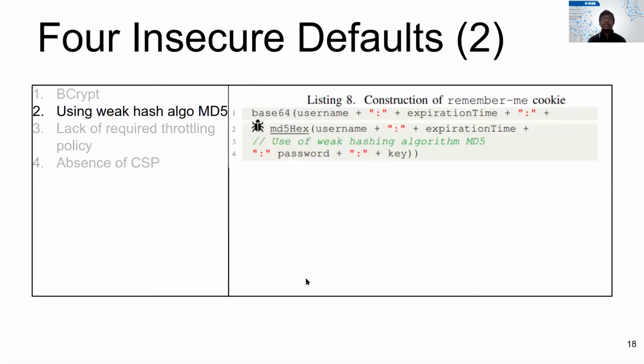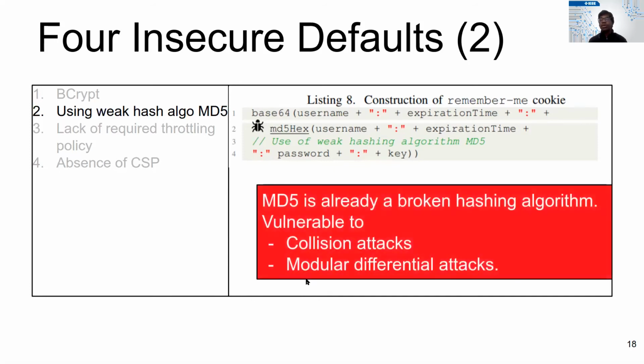We have also found that Spring Security uses a weak hashing algorithm like MD5 to encode the Remember Me cookie. MD5 is already a broken hashing algorithm, and there are online software tools to construct collision and modular differential attacks against the MD5 hashing algorithm.